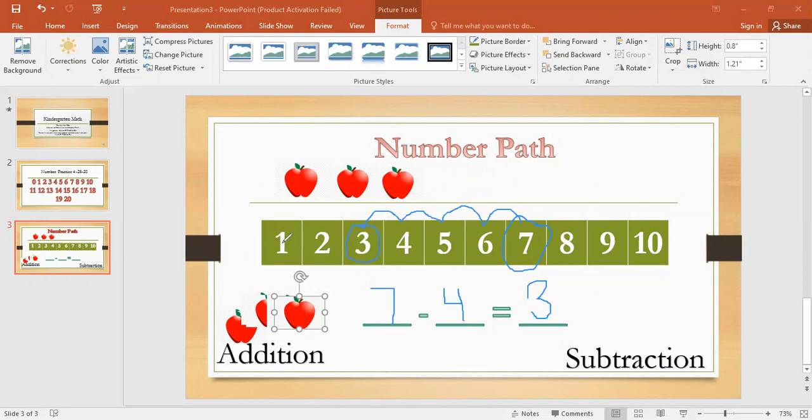So we learned how to do addition and subtraction on our number path. Remember addition? You start with one of the parts and then you add up from that part. So you will go to the right to get to your total. Subtraction, you always start with your total and you will go back to the left and take away to get to one of your parts.